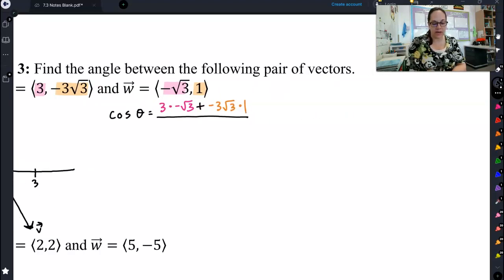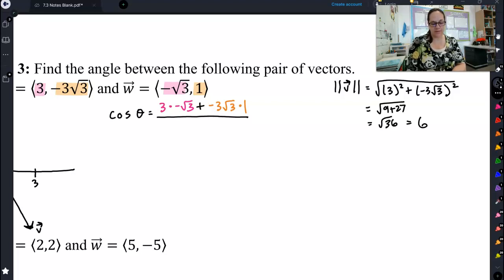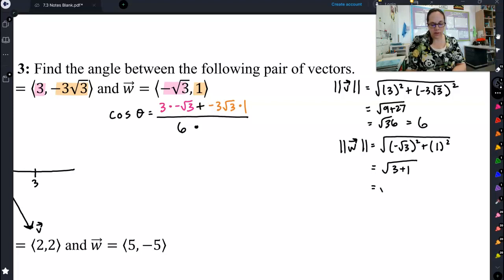So let's come over here to the side and let's find the magnitude of these vectors. Remember, the magnitude is the same thing as the radius or the length of the vector. So you just use square root of x squared plus y squared, which is 9 plus 27, which is square root of 36, which gives me 6. So the magnitude of v is 6. And let's find the magnitude of w. Same thing. Take x squared plus y squared and square root it. 3 plus 1, which is the square root of 4, which is 2.